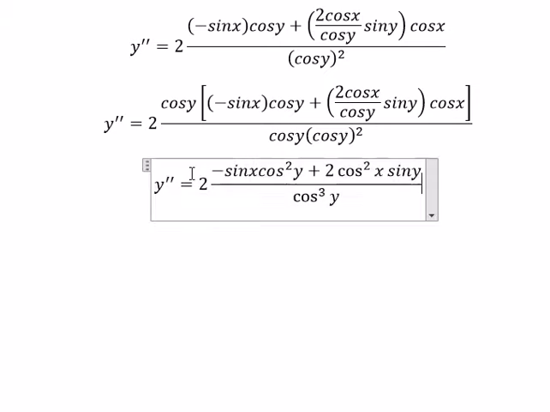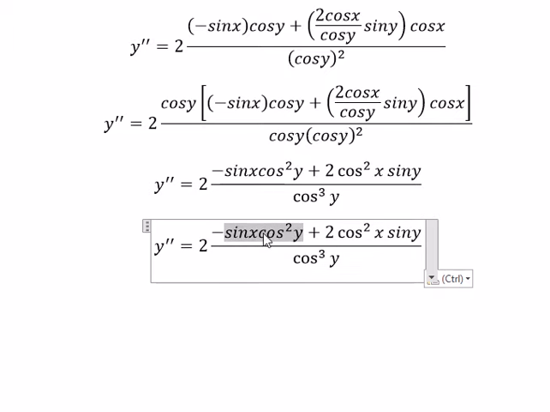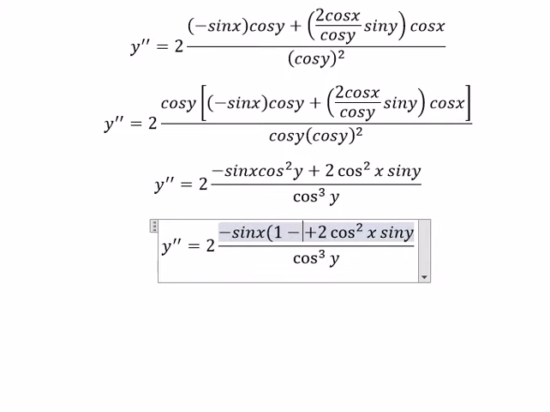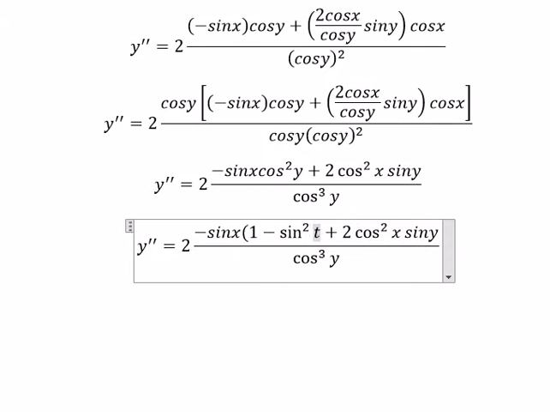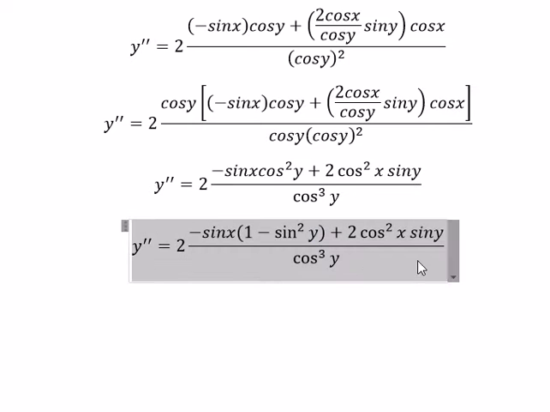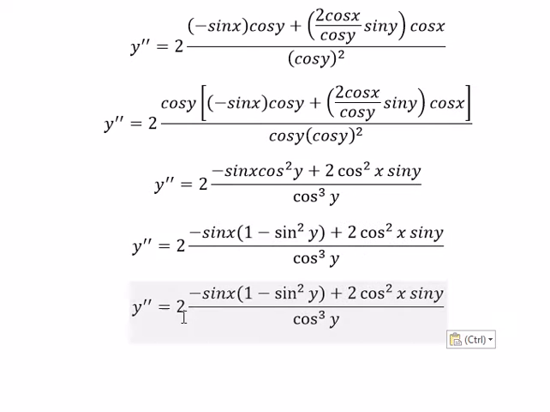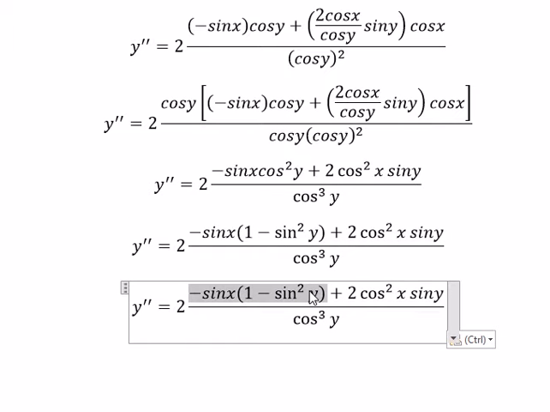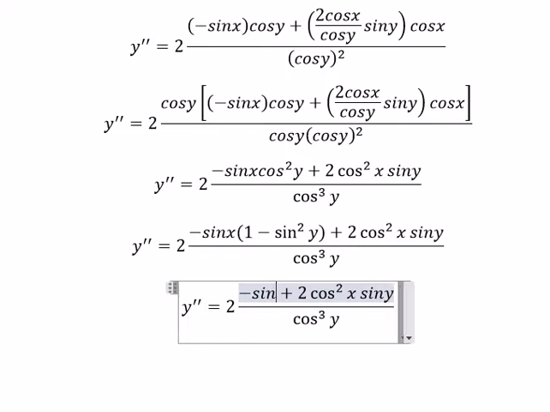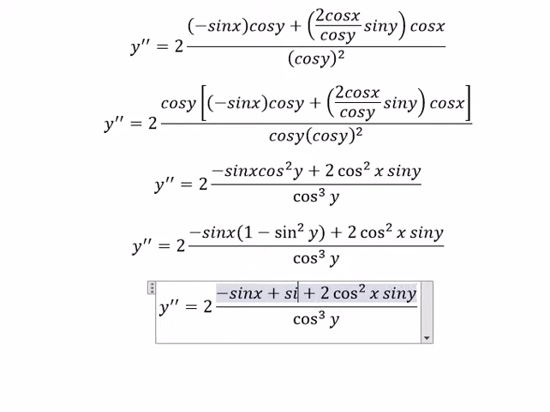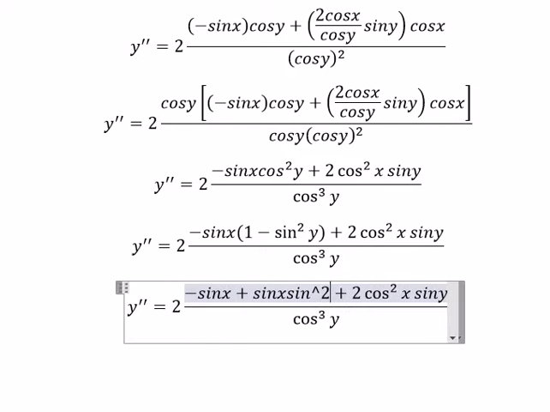This one we need to change to 1 minus sine y squared. So you get negative sine x plus sine x sine y squared.